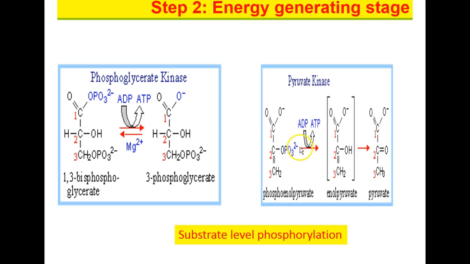In both these steps, ATP is produced by a process called substrate-level phosphorylation. It is called substrate-level phosphorylation because the phosphate given to ADP comes from the substrate of the enzyme involved in the reaction. Again, the phosphate given to ADP to make ATP is coming from the substrate for the enzyme in the reaction. So glycolysis produces ATP by a process called substrate-level phosphorylation.